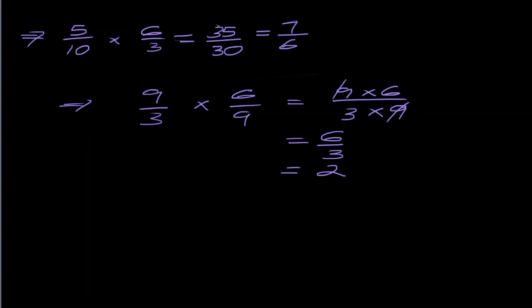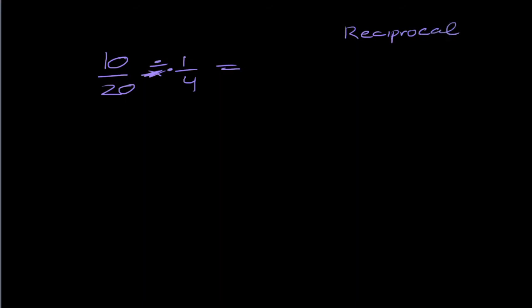Division is just multiplication, but with a small little twist. So let's take 10 over 20, sorry, not times, divided by a quarter. When you see the division symbol, what you have to do is take one of the terms and take the reciprocal of it. A reciprocal just means, let me write that out for you, when you flip the terms.